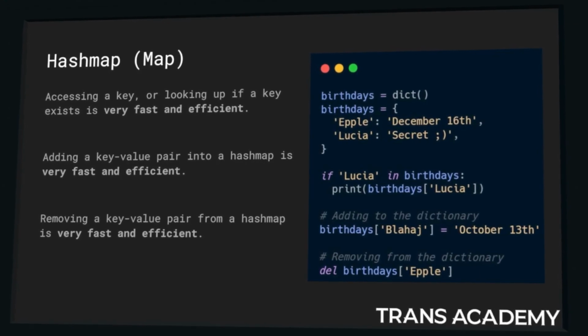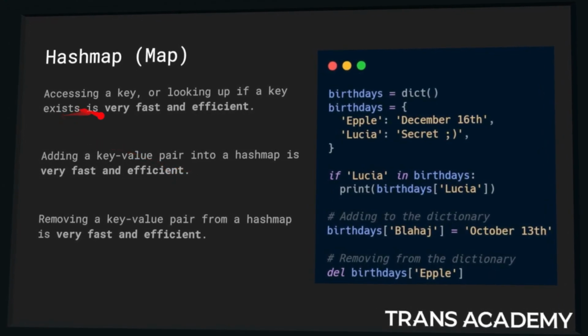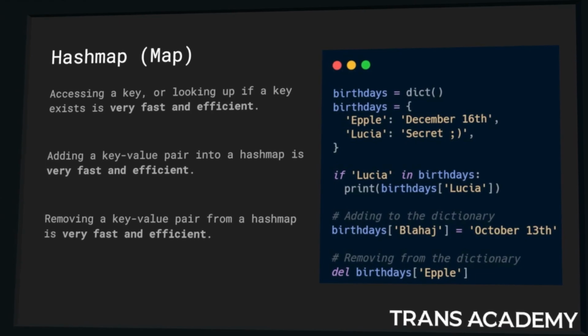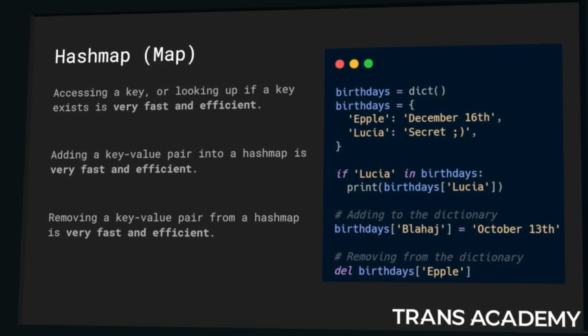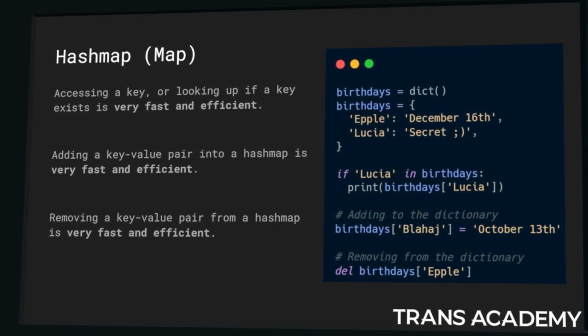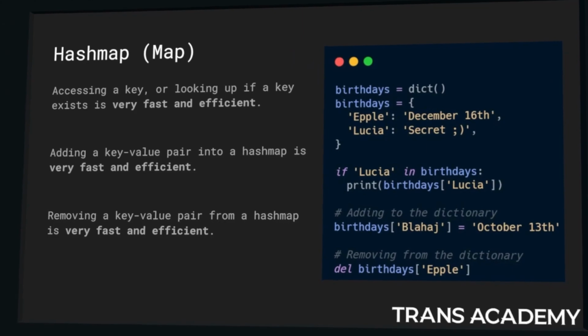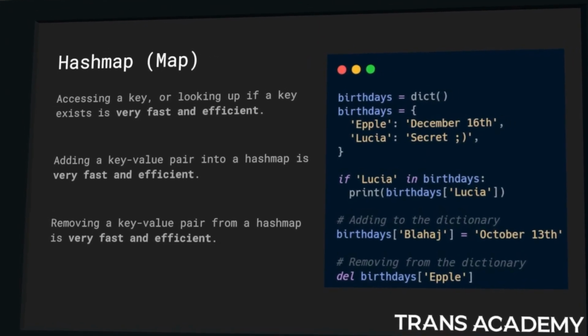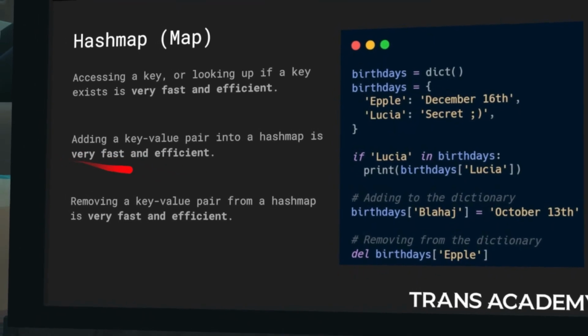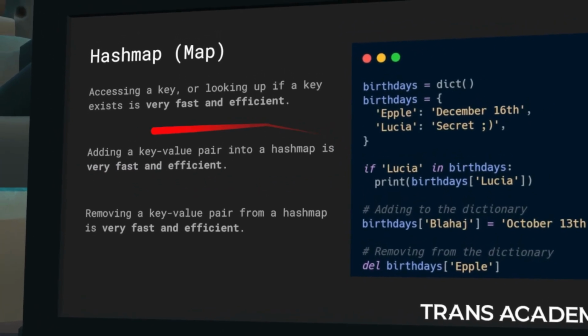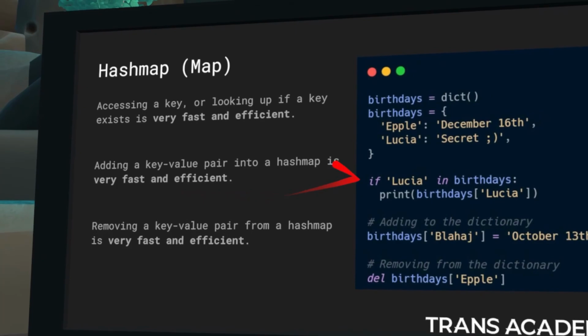Accessing a key within a map is very fast. It's very efficient. Access time of n, similar to a list. The only difference being you can provide the exact value of what you need, and you're just immediately going to have it. Adding a key-value pair into a hash map is also very fast and efficient.